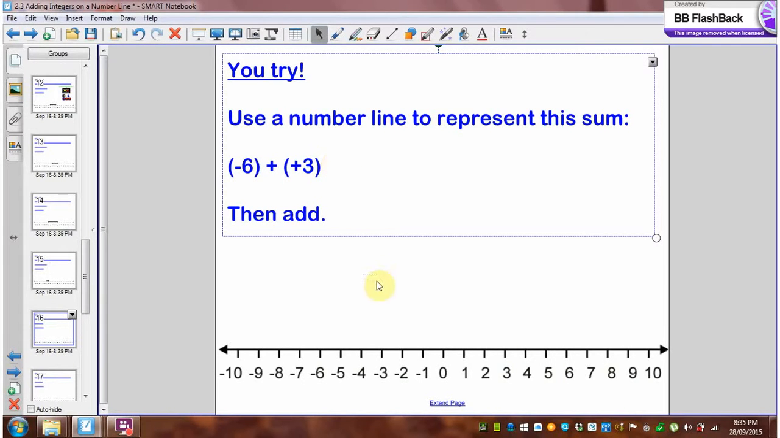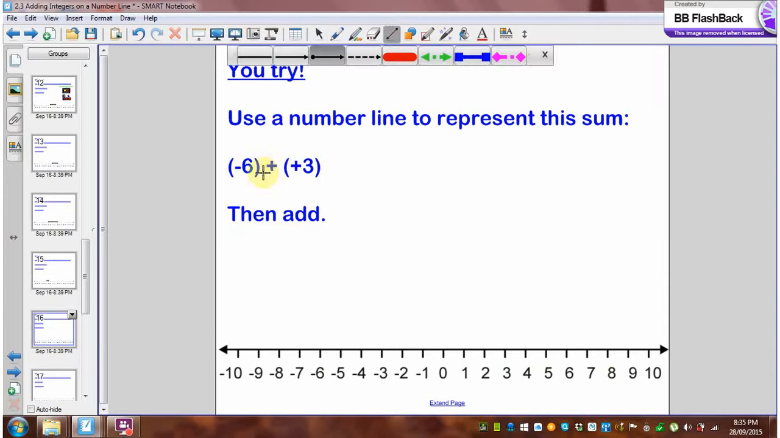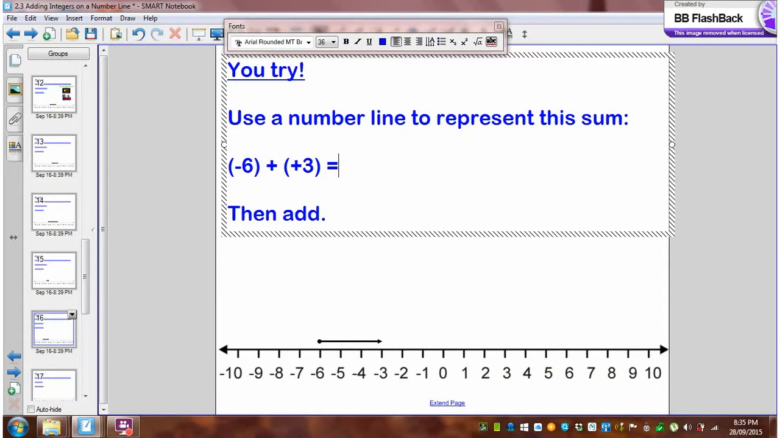All right, let's see how you did. So, -6, we start at -6. Negative is to the left of 0. Here's our -6. And we're going to start there. And we have a +3. So we're going to the right 3. We're going up towards our positive numbers, 3 spaces. Start at -6. And then 1, 2, 3. So we end at -3. That's our answer. Done.